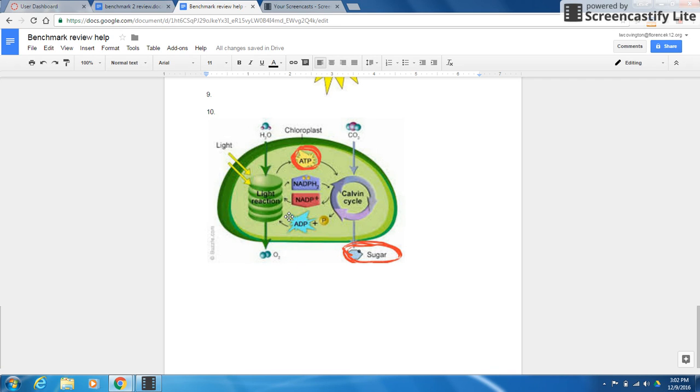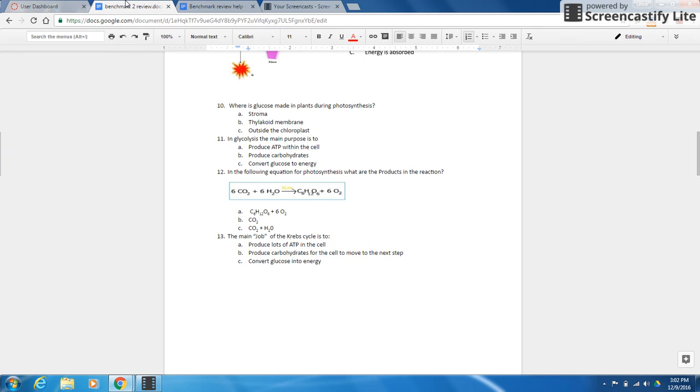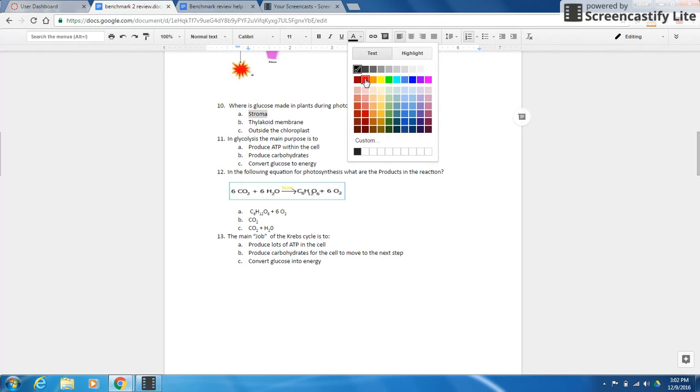And you can pretty much narrow it down because it says outside the chloroplast, but photosynthesis occurs inside the chloroplast. So we can get rid of questions that don't mean anything to us so that we know that this is indeed inside the stroma. Okay?